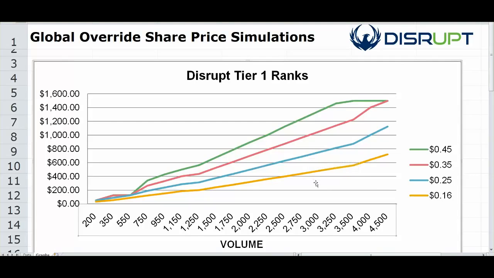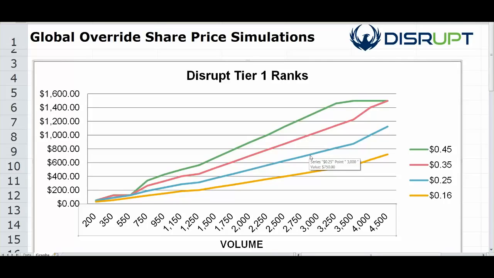All right? And what starts to happen is for the same amount of volume, as the share price goes up, the payout goes up. Because let's pick 3,000 as an example, if I point my arrow here. At 16 cents a share, when you generate 3,000 in volume, that's going to be worth $480. Right? Then, if the share price jumps up to 25 cents a share, all of a sudden, that commission goes from 480, it jumps all the way up to 750. It almost doubles with just a 9-cent increase in the share price.